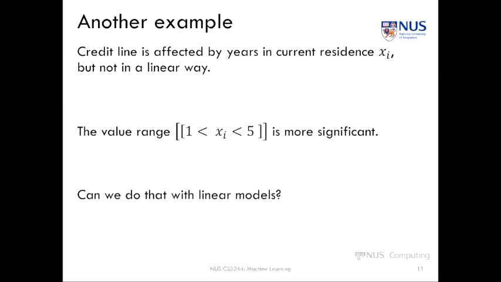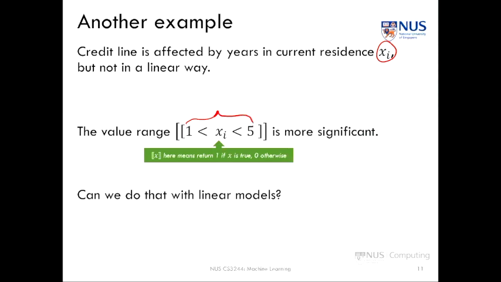Let's look at another example. Here we're examining how much credit to assign a customer given the number of years of residence, xi. This is just a univariate case. So let's introduce some notation first. Let's say that the square brackets here mean that whatever is inside is going to be a 1 when it's true or 0 otherwise. We're just going to say that the period of time between 1 year in residence and 5 years of residence is more significant.